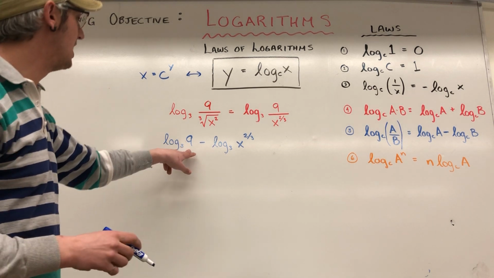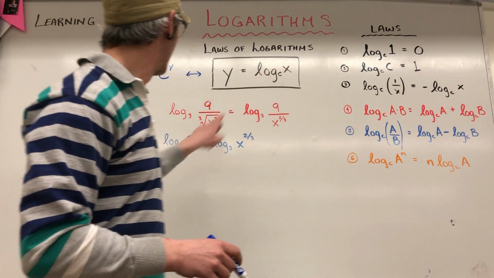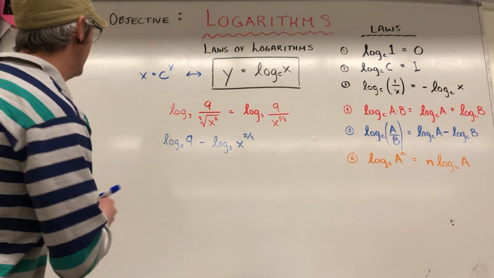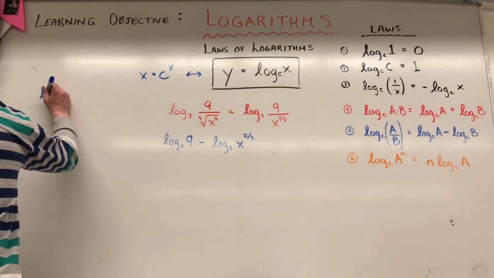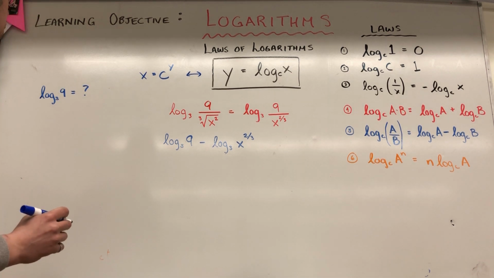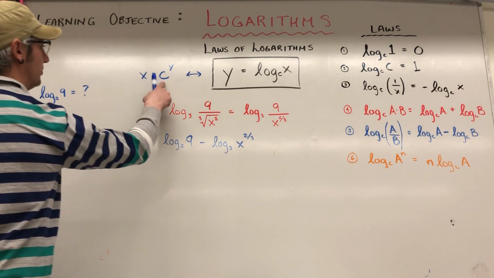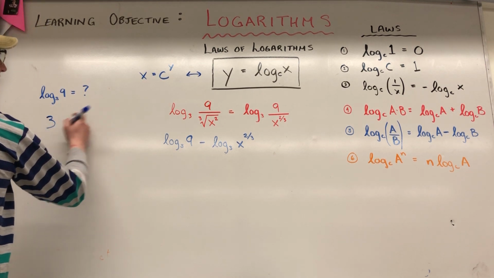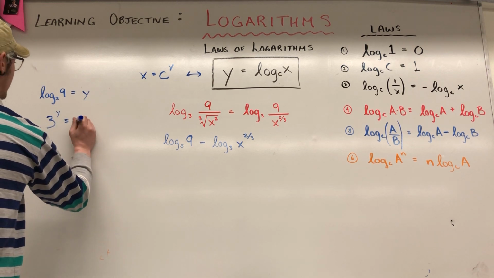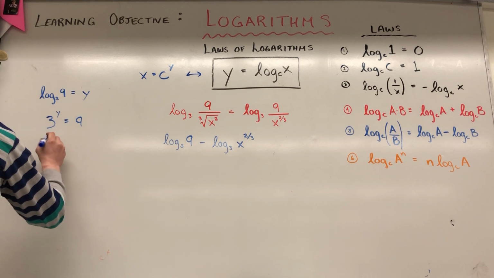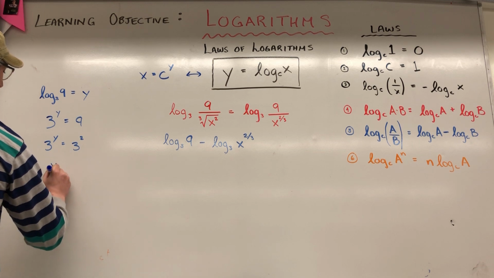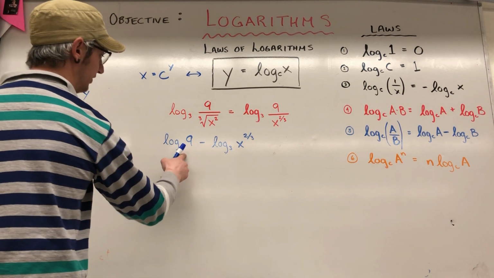Now, log base 3 of 9, I can actually figure out what this is equal to if I just go back to what we were doing before. So I've got log base 3 of 9 is equal to something. What is it equal to? Well, I'm going to put it in this format now. So 3, which is my c, to the power of y, which is a question mark, is equal to 9. And 3 what? 3 squared gives 9. 3 to the y is equal to 3 squared, so y is equal to 2. So this is actually equal to 2, but we'll come back to that.